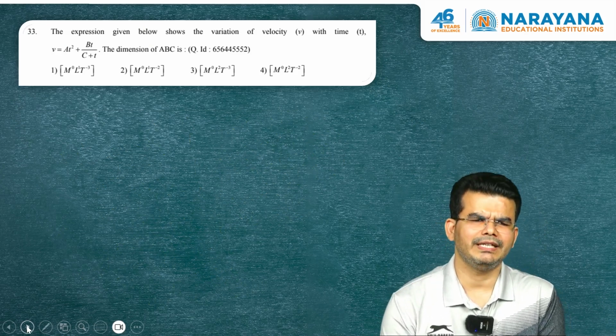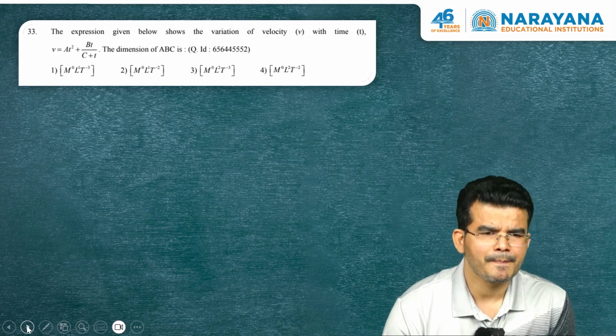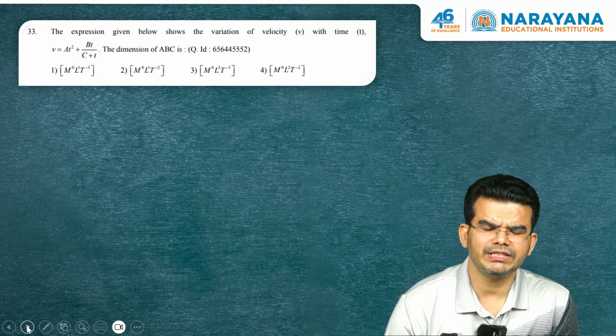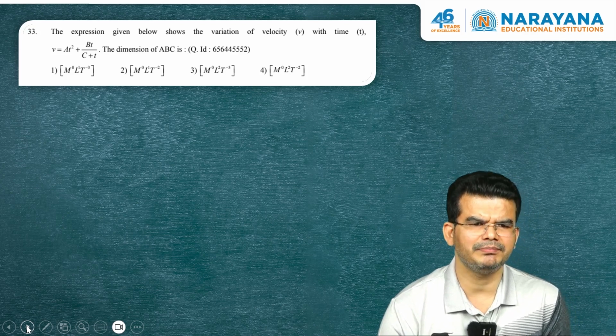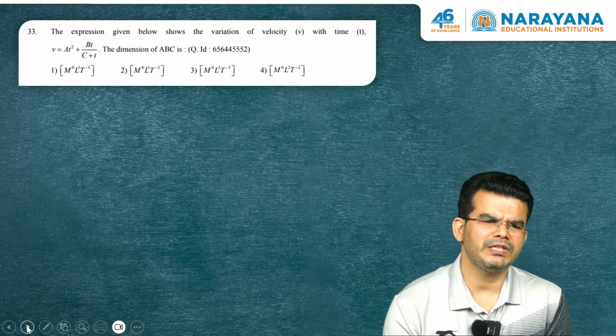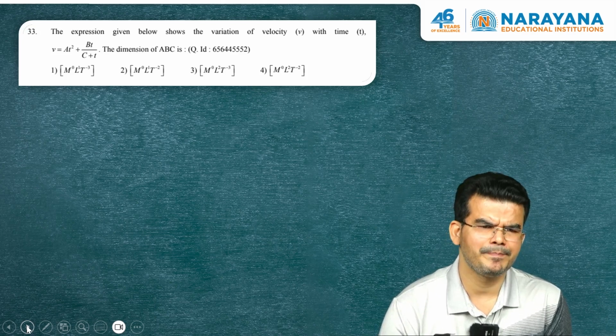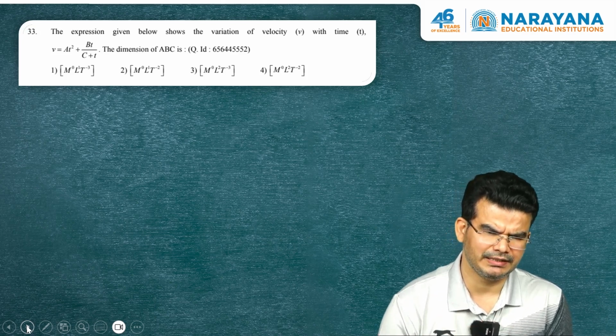Next is a very simple question coming from units and dimensions. What are they saying? The expression given below shows the variation of velocity v with time, v equal to a t square plus b t upon c plus t. So, they are asking for the dimensions. We will apply the simple principle of homogeneity. What does the principle of homogeneity say? The terms which are added or subtracted must have the same dimension.